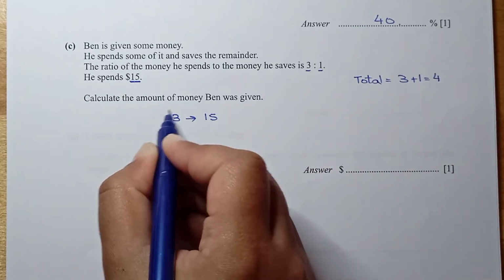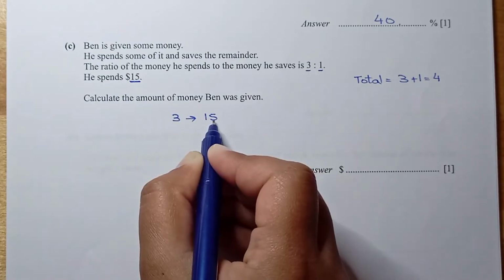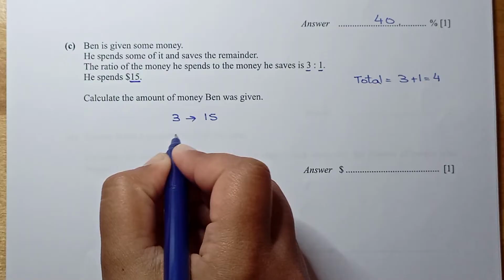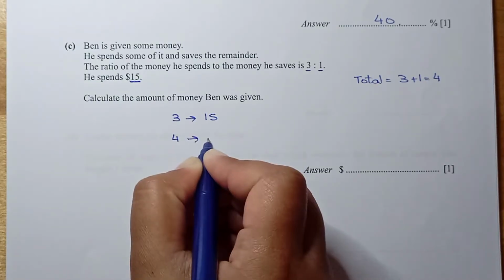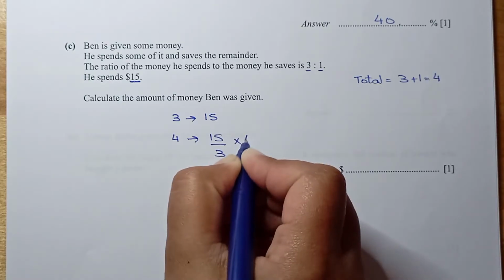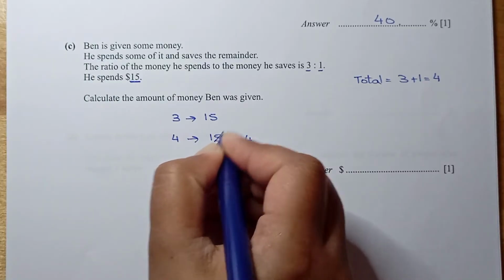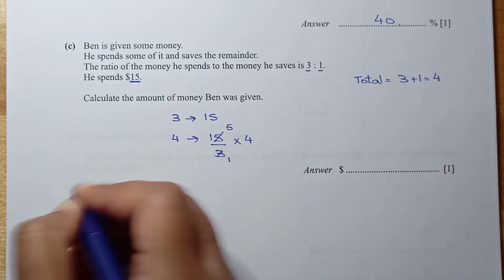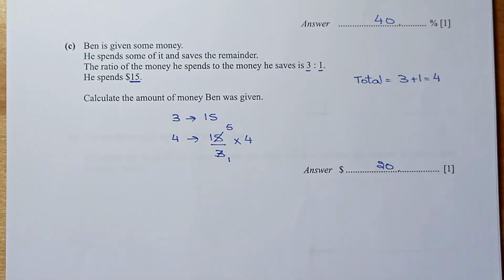So if 3 is the spending, and the spending is $15, this would be equal to 15. What would be 4? We need to find the total amount of money. 4 would be 15 over 3 and times by 4, right? 3 times 1 is 3, 3 times 5 is 15, and 5 times 4 would be $20. So this is the total amount of money he was given.